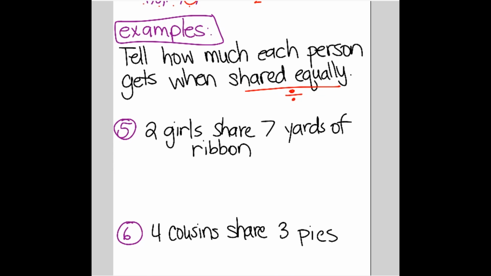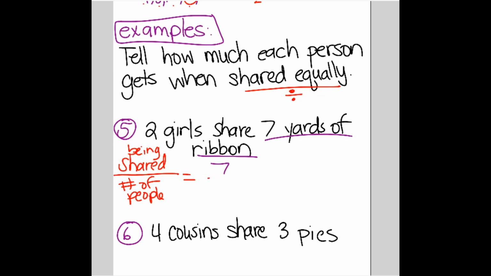So let's get started. We always start with what's being shared. That's going to be on top. We have our fraction bar and then the number of people. Okay, let's fill that in. So what's being shared? Obviously the 7 yards of ribbon. So 7 goes on top. And what are the number of people? Number of people are 2 girls. So it's going to be 7 over 2.